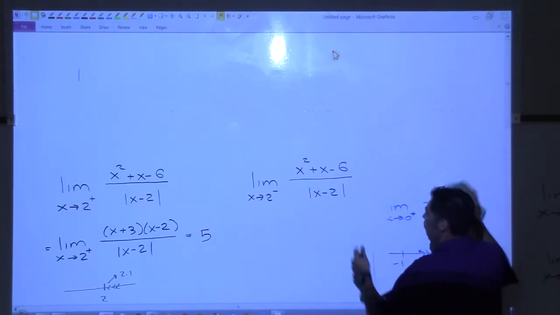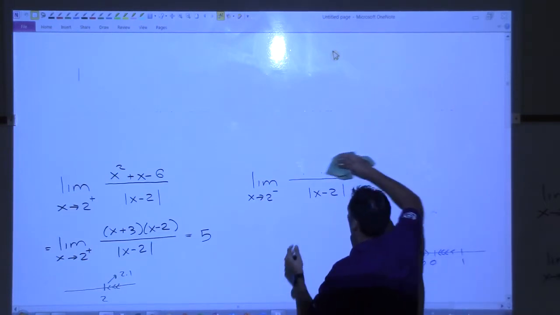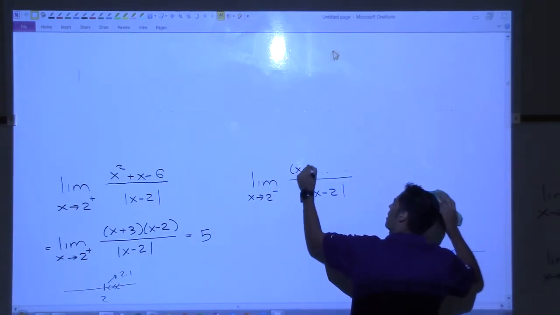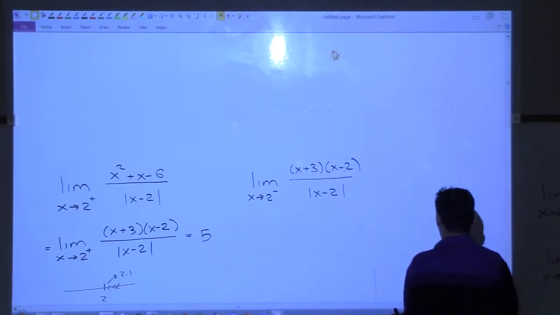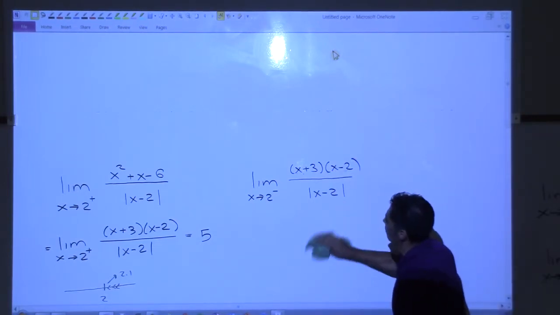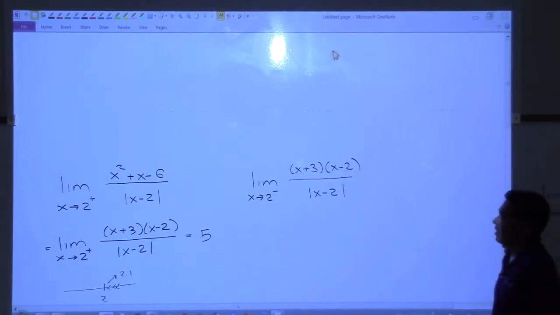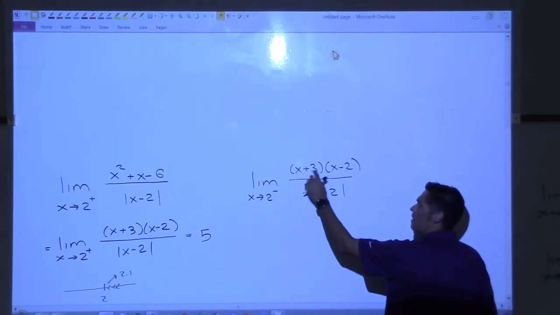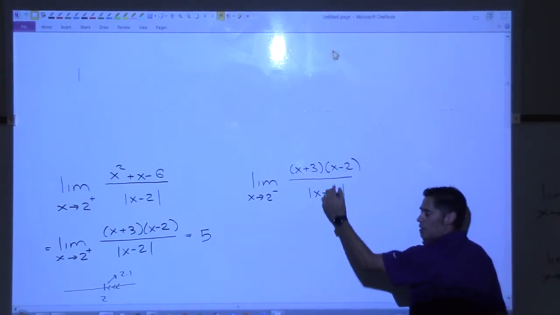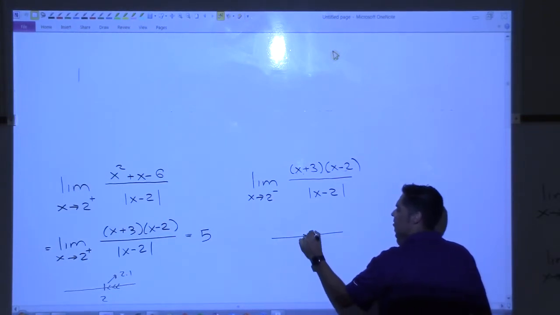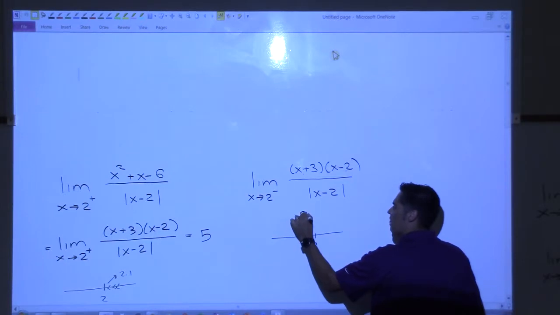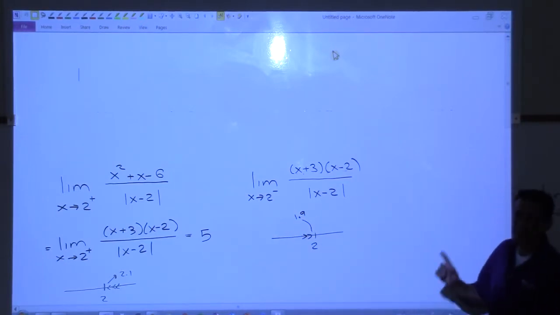Again, if we go through and factor out the top, let me just do it now. x plus 3 times x minus 2, then same story. Okay, this is headed to 5. These I've got to figure out. So now I'm approaching 2, but I'm coming in from the left. So a number like, I don't know, 1.9. So what happens there? Be real careful here.